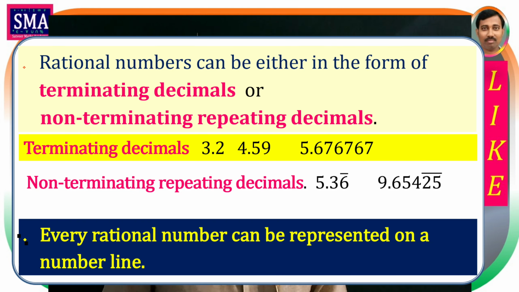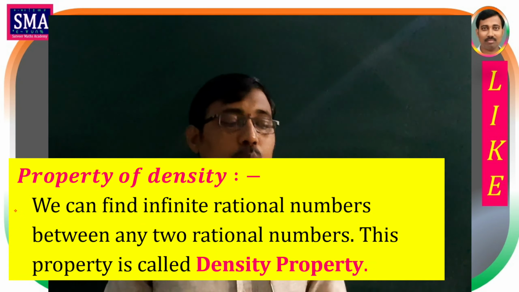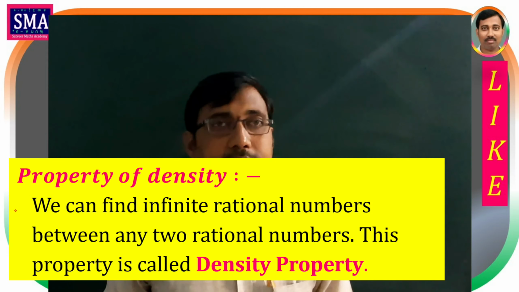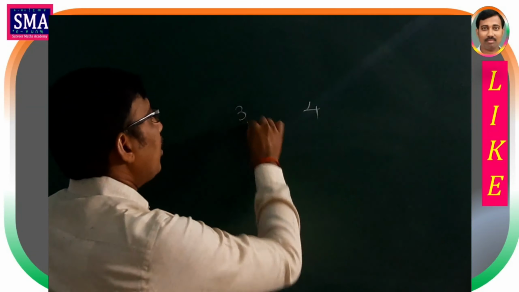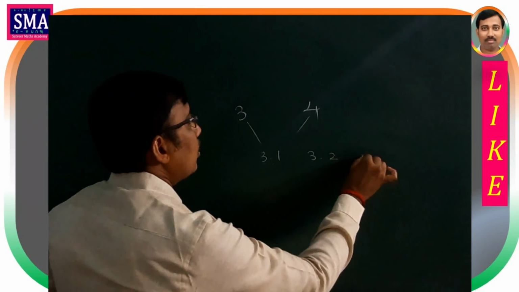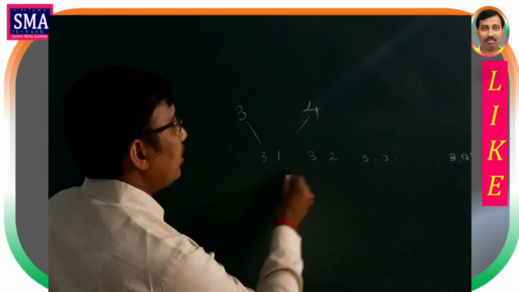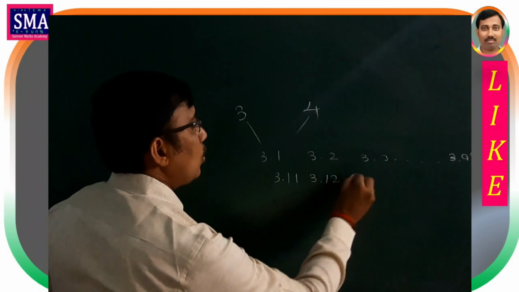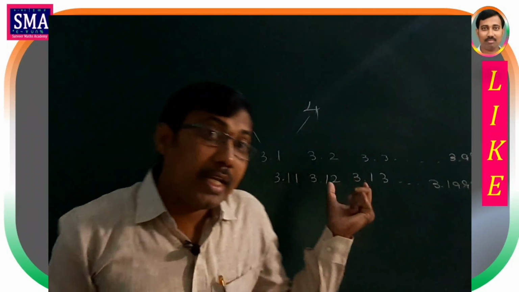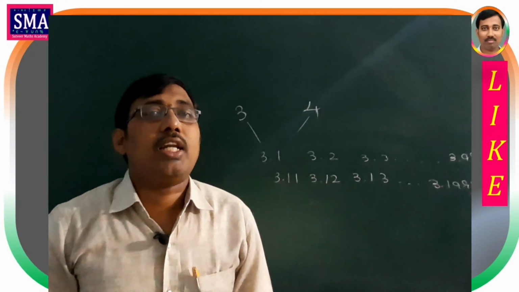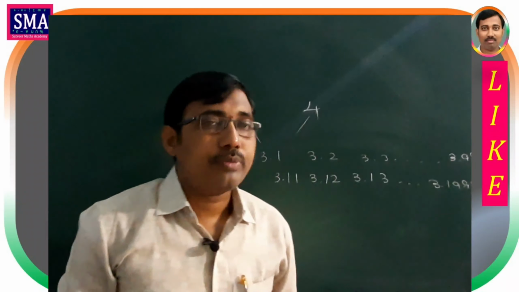Next concept, property of density. We can find infinite rational numbers between any two rational numbers. This property is called the density property. For example, 3 and 4 are two rational numbers. Between them lie 3.1, 3.2, 3.3 and so on up to 3.999. Here, 3.1, 3.2, 3.11, 3.12, 3.13 up to 3.199. So, between any two rational numbers there are so many rational numbers. This is called the property of density.